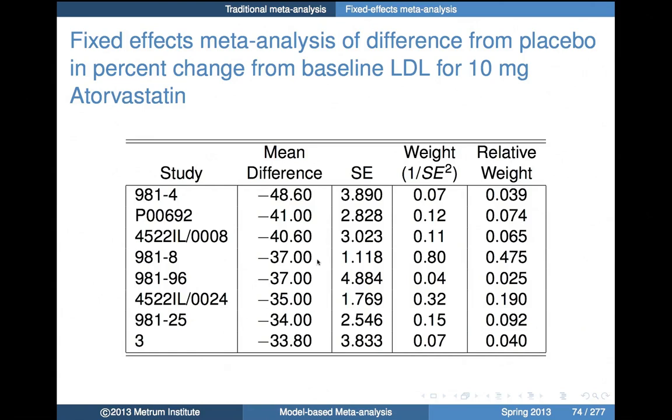And so we can see, for example, that the study 981-8, that has the smallest standard error, clearly gets the largest weight. In this case, the relative weight is 40.475. So in that weighted average, nearly 48% of the weight goes to that particular study's mean difference of minus 37. And we can compare that to the smaller study, the 981-96, that gets a relative weight of only 2.5%. So in this case, we have quite a variety of weighting factors coming into play in this particular analysis.